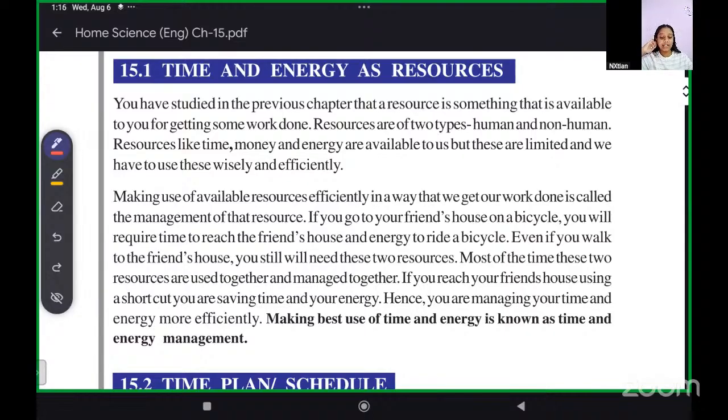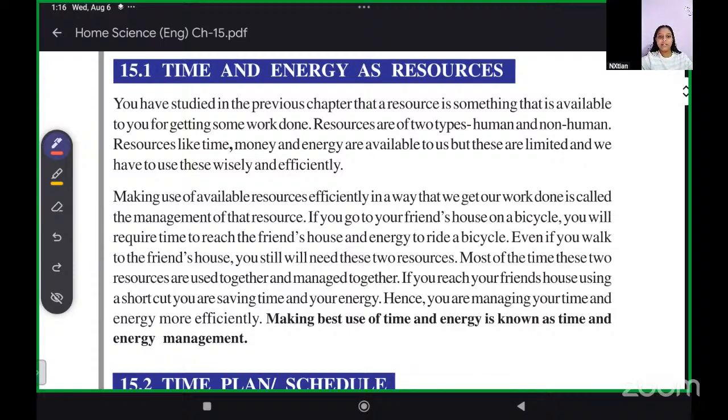and we have to use these wisely and efficiently. Human resources are people: employees, labor, workers. Those are human resources. Non-human resources are things, such as time, which is a resource. Money is another resource with which you can buy things. Energy is a resource with which we can get things done.